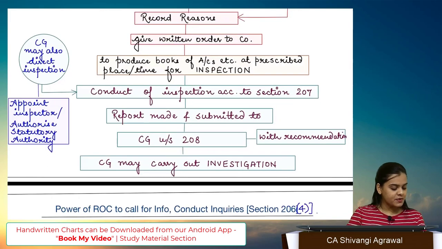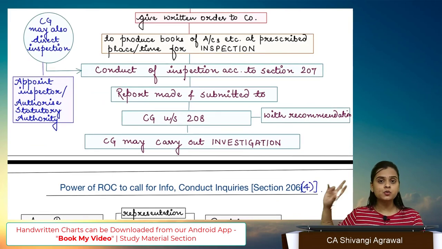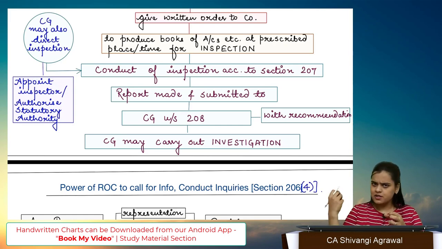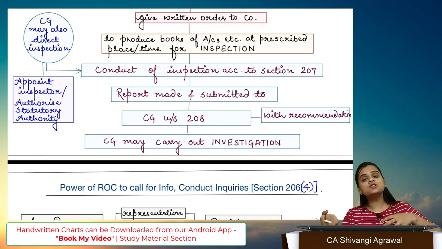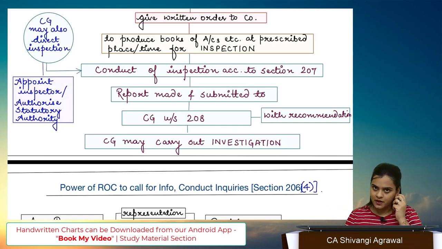How will inspection be carried out? Inspection will be carried out according to section 207. Here one more power comes into the picture, which is of the central government. The central government may also, if it deems fit, order inspection. So maybe the ROC carries out inspection on its own, or the CG appoints some inspector and that person carries out the inspection. So quite possibly there are two cases.